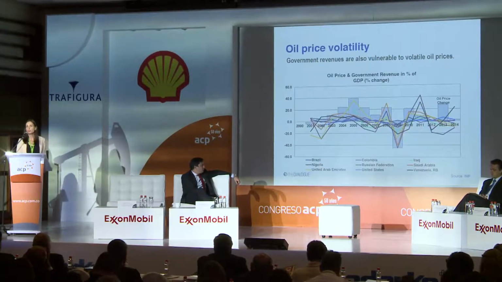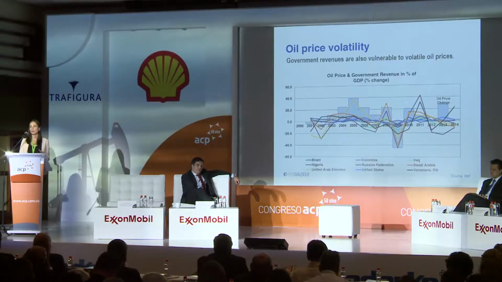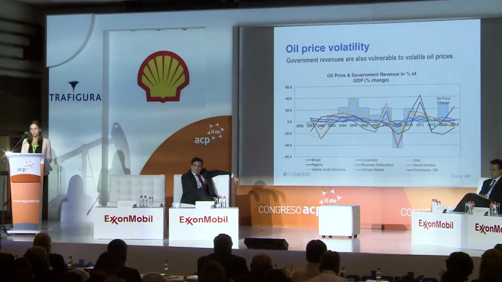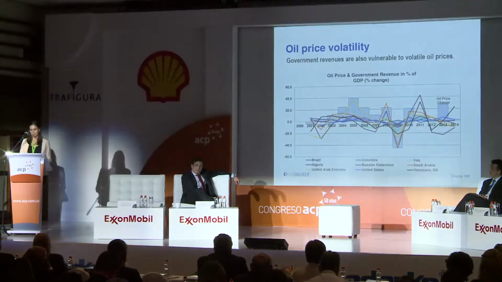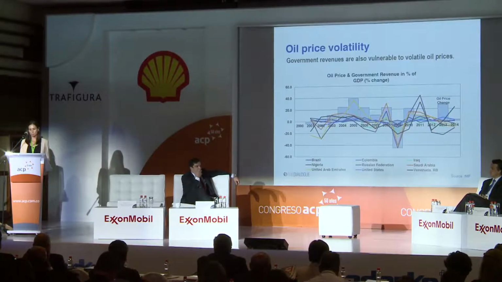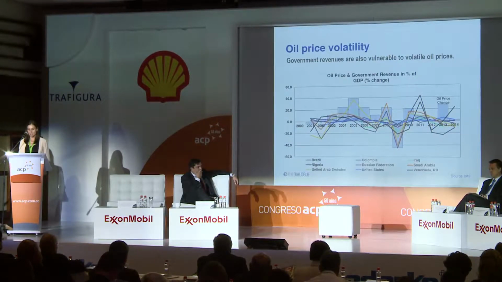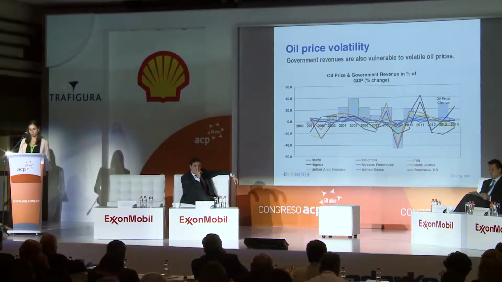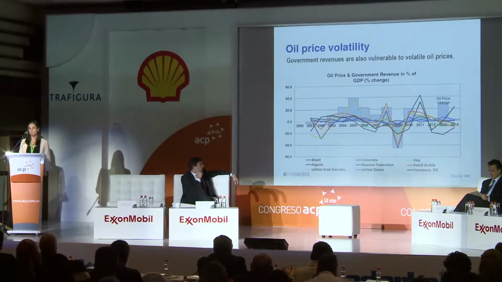So government revenues, of course, as the panelists have been discussing all morning, are also very vulnerable to volatile oil prices. When oil prices rose before 2009, most countries' revenues were pretty stable. But when the oil price plummeted after 2009, their revenues also dropped. So we can see that Venezuela, Nigeria, the United Arab Emirates, and Saudi Arabia's government revenues all dropped much more sharply in 2008 than the other less oil-dependent producers like Brazil.